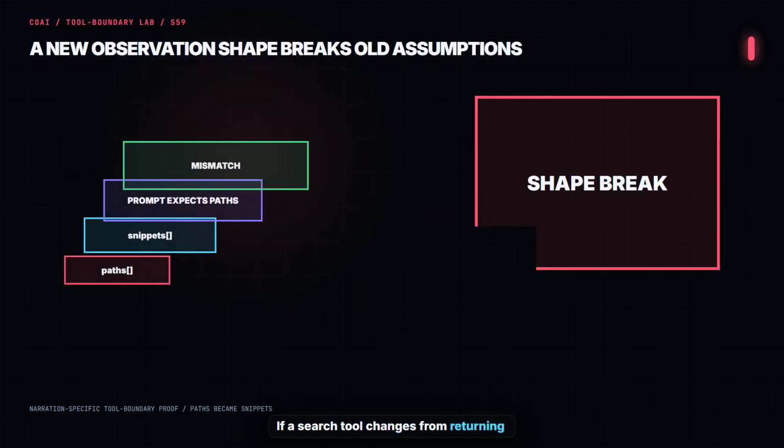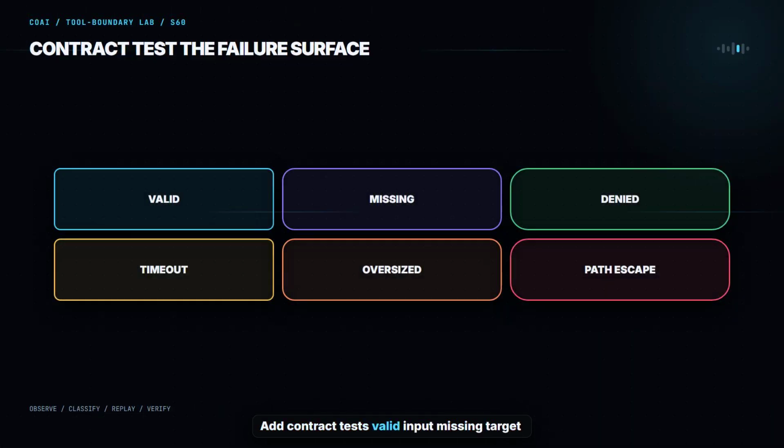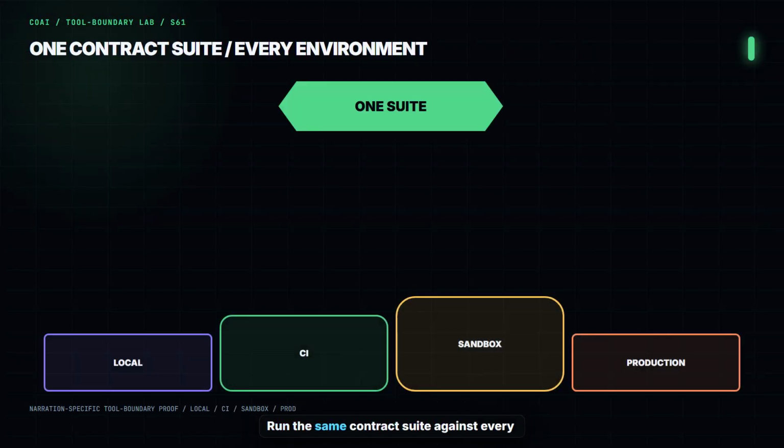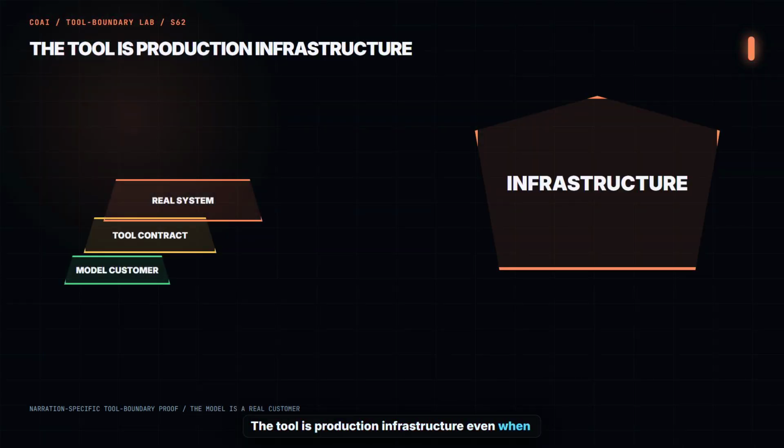If a search tool changes from returning paths to returning snippets, old prompts may assume the wrong observation shape. Add contract tests: valid input, missing target, permission denial, timeout, oversized output, and an attempted path escape. Run the same contract suite against every environment. The tool is production infrastructure even when its only customer is a model.